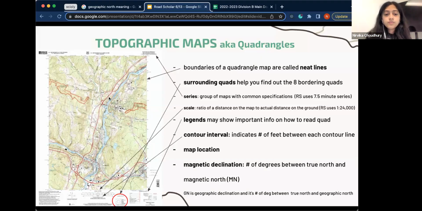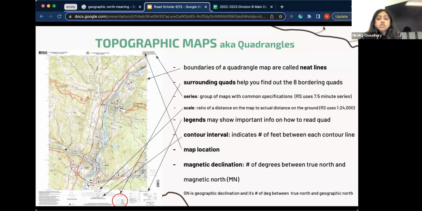So you'll start off with the index contour line, move 20 feet, 20 feet, 20 feet, 20 feet, and then the fifth one would be another index contour line, the thicker ones. So you can see on the graph, if you look really closely, four thin lines and then a thick one. Your map location is right on the top, where it says what map you're referencing, which is Hanover, a city in New Hampshire.